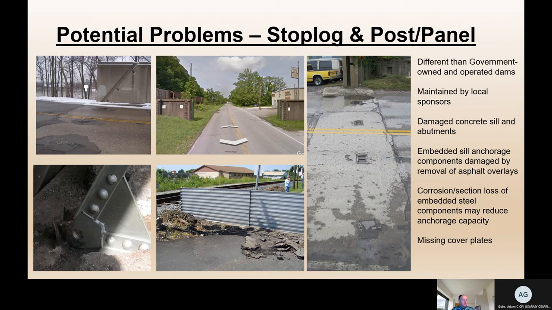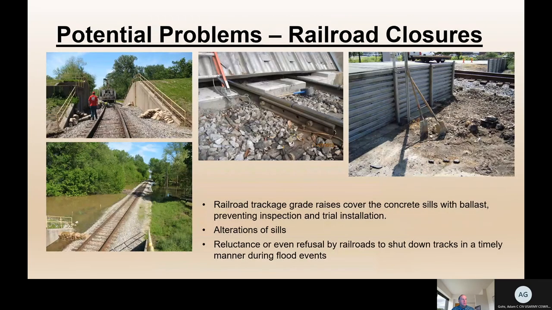That's the photo on the lower left. The lower middle shows removal of asphalt to do a trial installation. And sometimes they have missing cover plates, which can lead to a constant submergence of steel components, which can lead to corrosion. And then railroad closures, we could do a whole presentation just on railroad closures, but railroad trackage can be raised over time, and the railroad places more and more ballast under the rails, raising them over the top of the concrete sill.